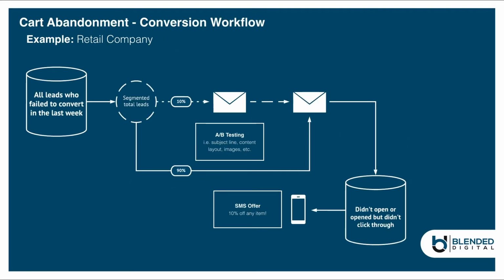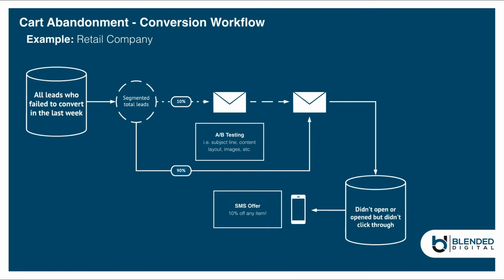Another quick example here is another powerful one for retail companies, the cart abandonment conversion workflow. So if you're a retail company and you have, say, people who go online and try to purchase something from you and they abandon the cart at any point, but you still have, say, an email and first name, which is still quite a lot of information you can have at your disposal. All those leads who fail to convert within that cart abandonment from last week are put to that list.